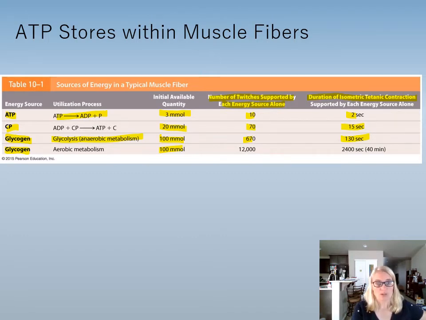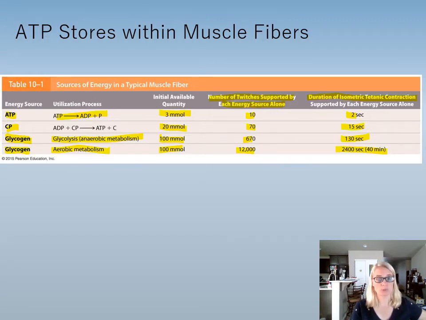But this last row is where we are really going to see most of our ATP come from. So this is when we take the glucose stored as glycogen, we break it down via glycolysis, but instead of being done after glycolysis, we take that pyruvic acid and we run it through the Krebs cycle, we gather up all of our NADHs, and we dump it into the electron transport chain, and that ATP synthase is just pouring out a whole bunch of ATP. So look at this, 12,000 twitches, or about 40 minutes of tetanic contraction. That's amazing.